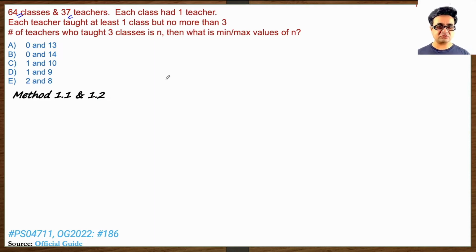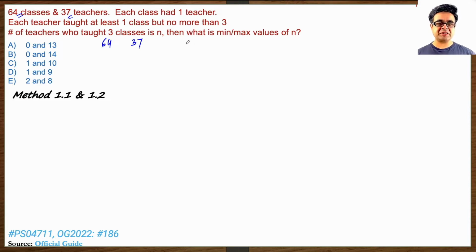So let's write down what we are given in the question with some assumptions. We are given that there are 64 classes and 37 teachers. Obviously, there are more classes than teachers, so there would be some teachers who would end up teaching more than one class. That is self-evident. We are also given that each teacher teaches at least one class, but no teacher teaches more than 3 classes. So let's write that down.